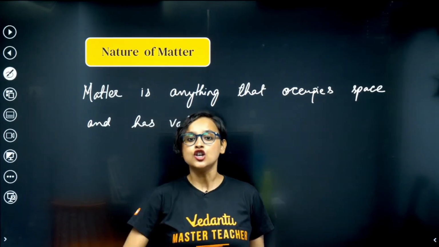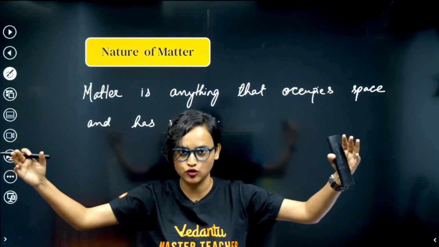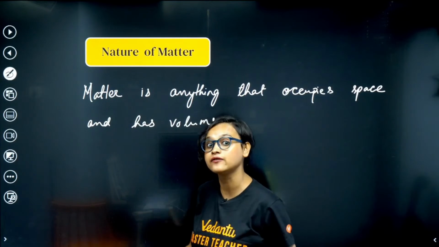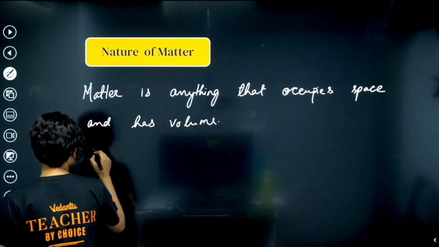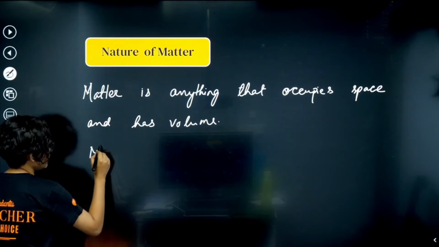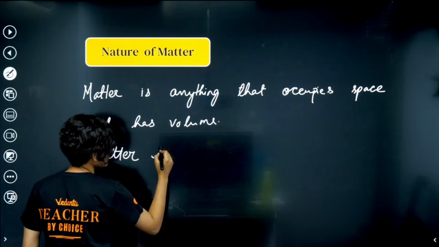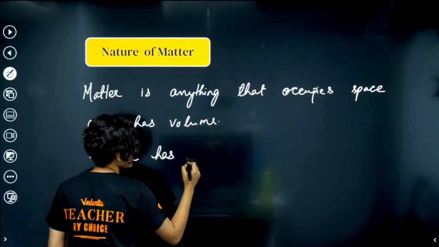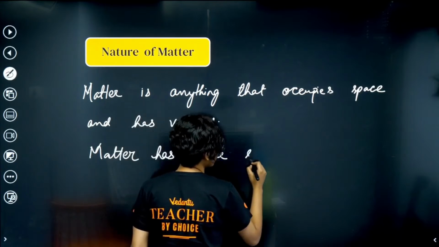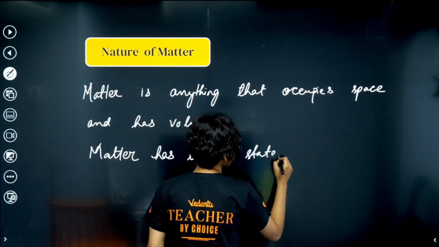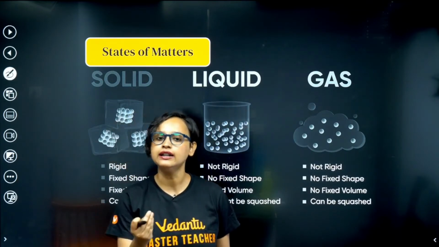Right? So obviously now that there is so much matter in this whole world, you understand that we definitely have divided matter into 3 states. Okay? Matter has 3 states. Yes, and what are the 3 states? I'm sure that all of you know. Of course, it is solid, liquid and gas.